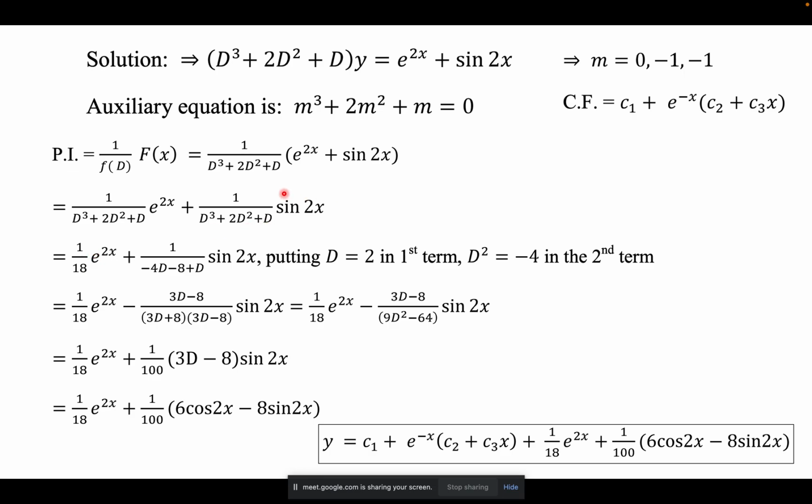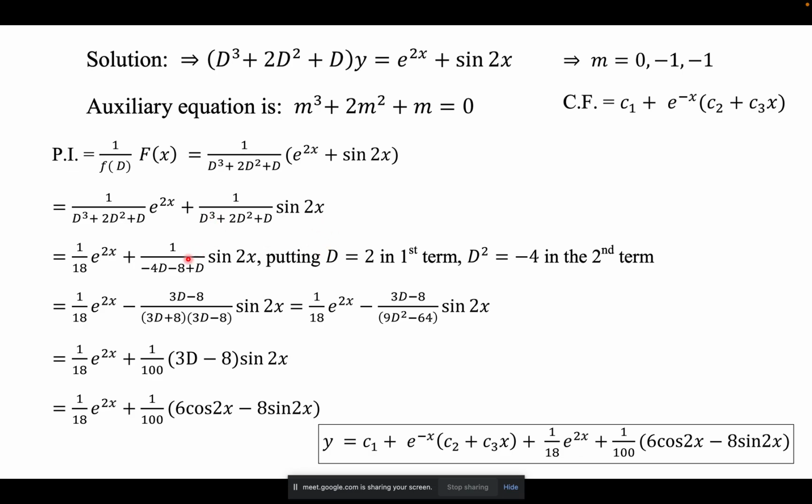Now you need to solve the right hand side particular integral. Here you have sine 2x upon D cube plus 2D square plus D. What you learned in the second week lectures is that you can solve this by replacing D square with minus a square. Here a is 2, so you replace D square by minus 2 whole square, right? But the denominator has a term like D cube, so you can break D cube into D square times D. And you know how D square acts on sine 2x.